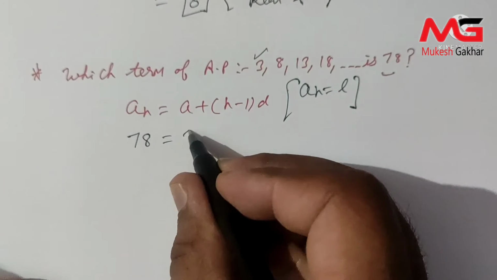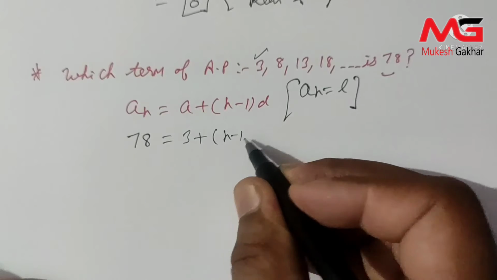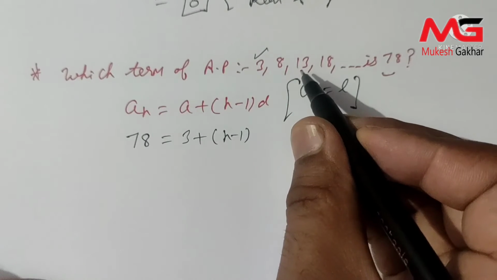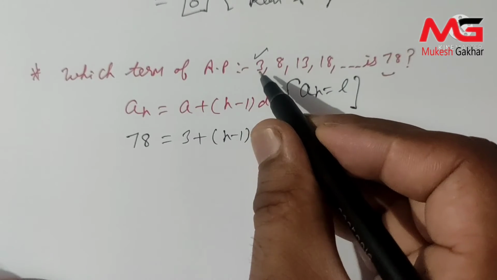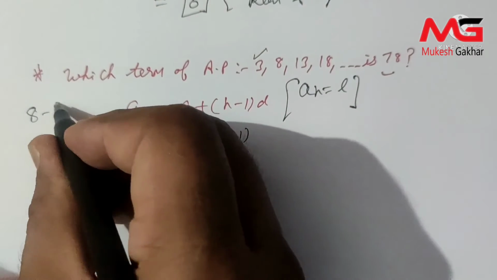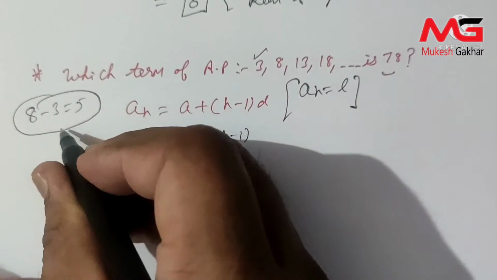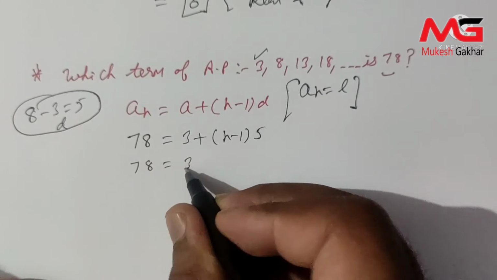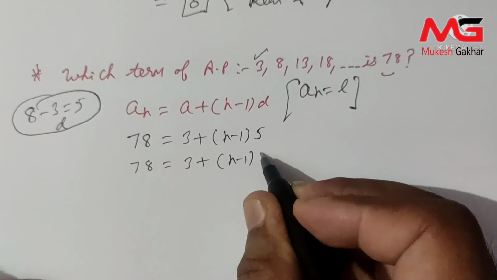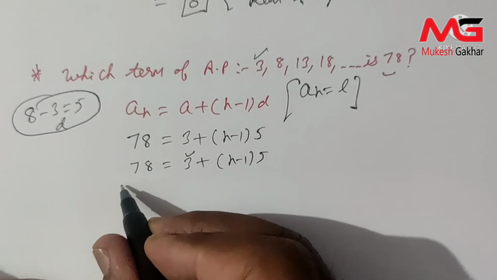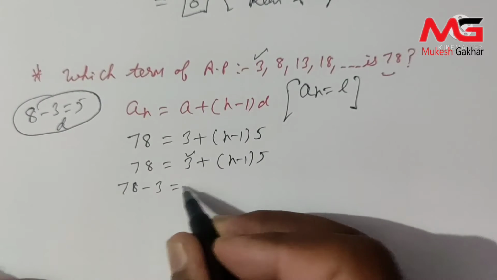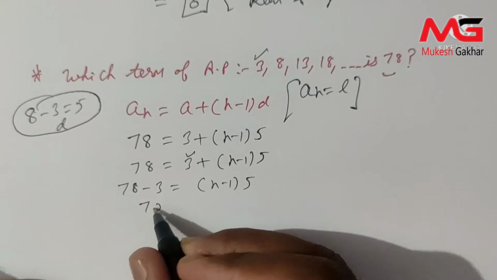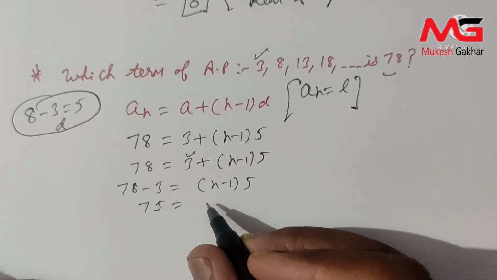It is 3 plus n minus 1. What is the value of D? D is the difference: second term minus first term, or you can write third term minus second term. It is 8 minus 3, which is 5. So that is the value of D. So 78 is equal to 3 plus n minus 1 into 5. You can take this 3 to the left hand side. So 78 minus 3 is 75, equal to 5 into n, which is 5n.